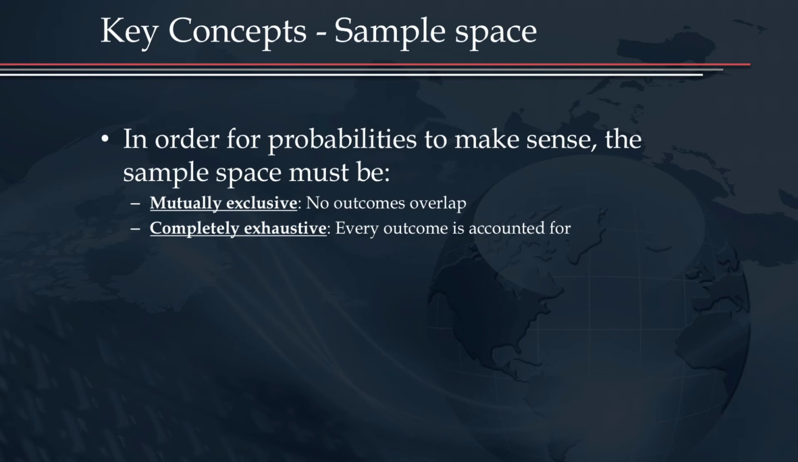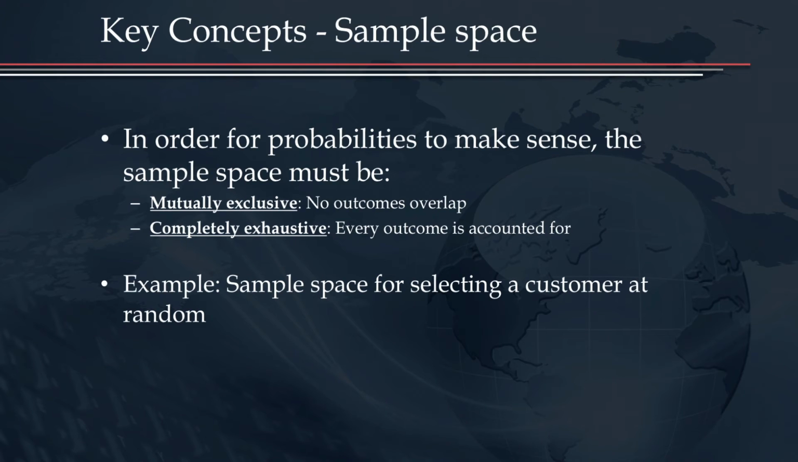Now, it's important to get the sample space right, and so there are a couple of things to keep in mind. Sample spaces must have outcomes that are mutually exclusive, meaning they don't overlap, and completely exhaustive, meaning that you've taken account for everything that could potentially happen. This may seem pretty simple. Let's just look at a quick example of what could potentially go wrong.